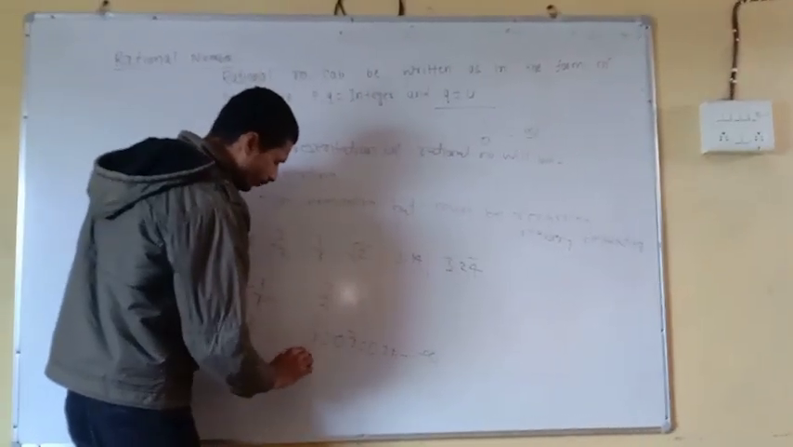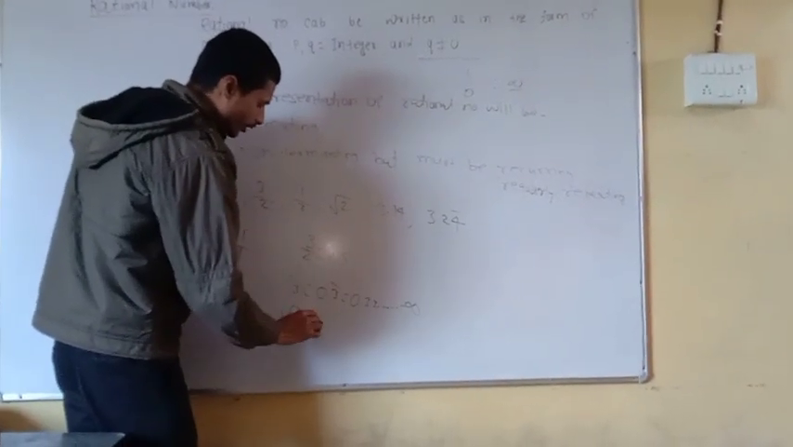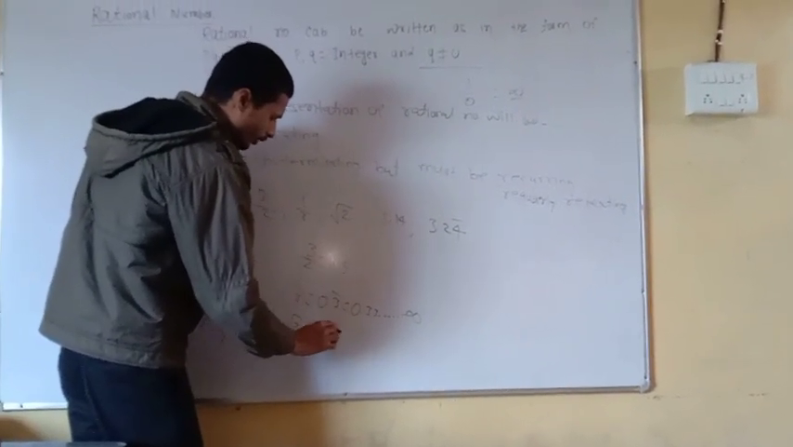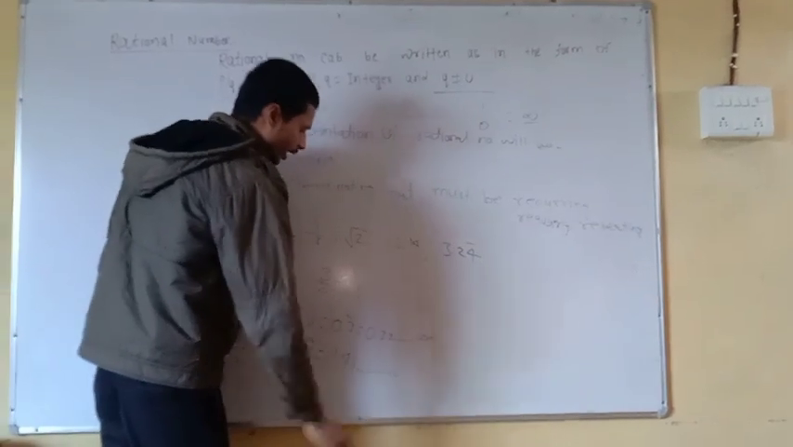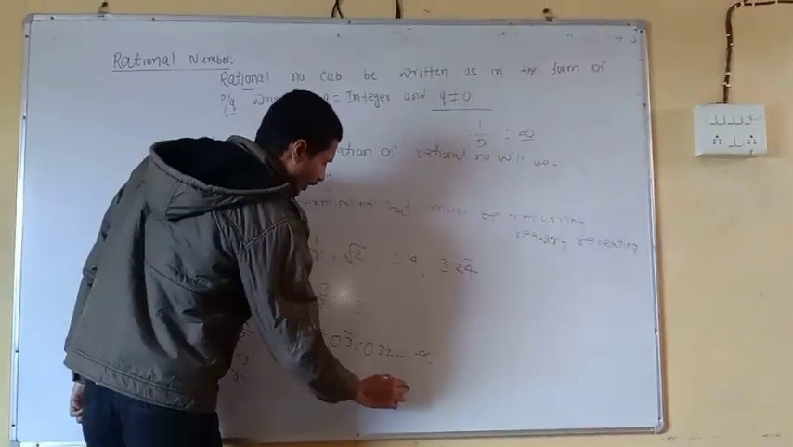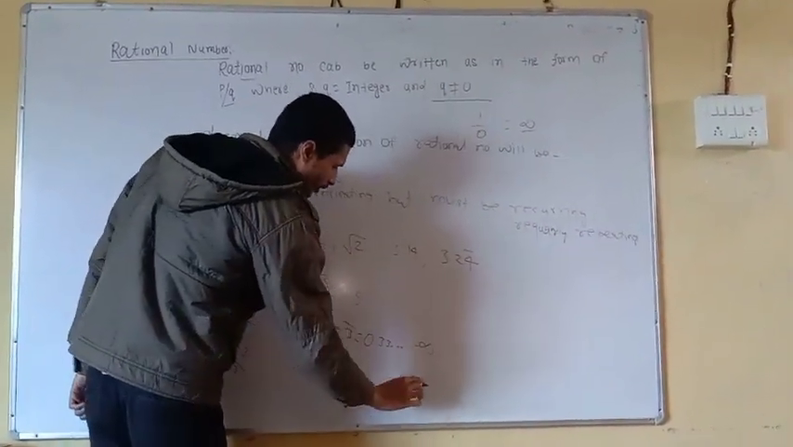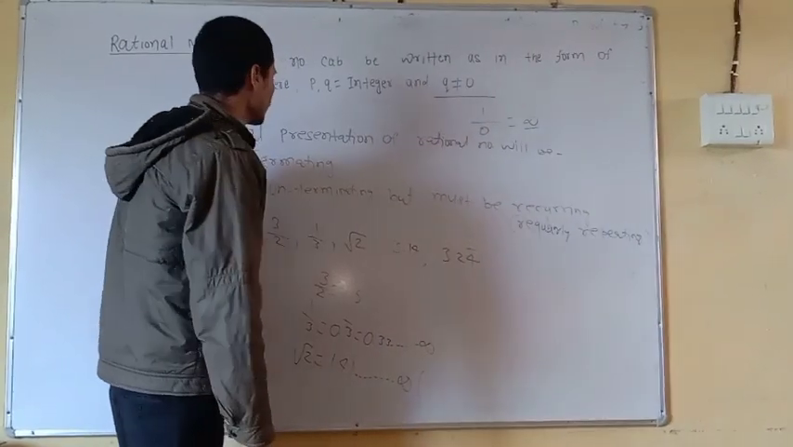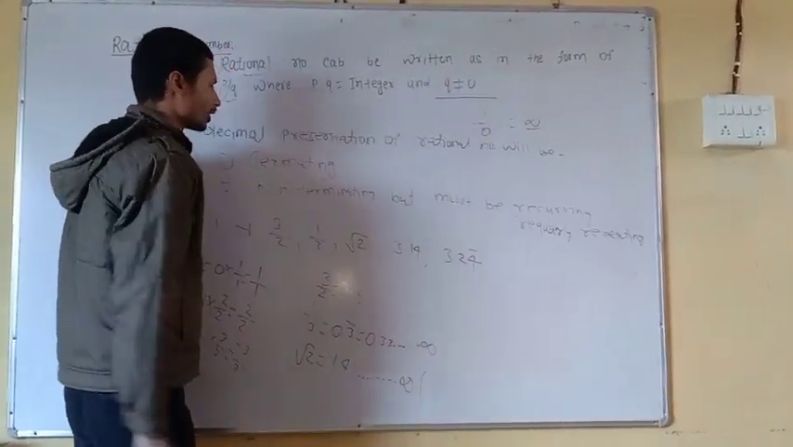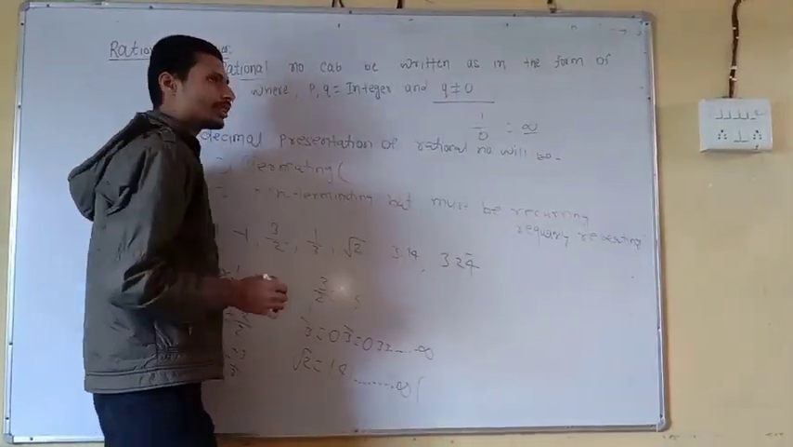If we find root 2, this value will be 1.41, and this type of number also goes to infinity. What does it mean? It means this value is not terminating. Terminate means just like that.